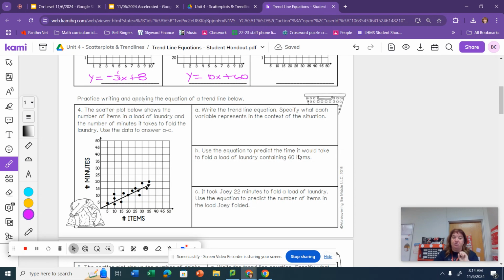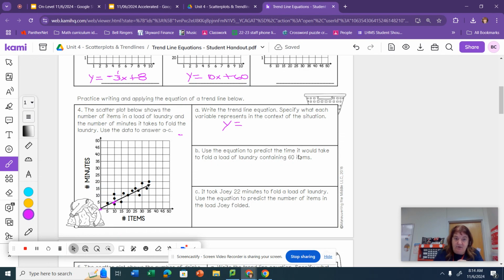The scatter plot below shows the number of items in a load of laundry and the number of minutes it takes to fold the laundry. Use the data to answer. First, write the trend line equation. The minute I see that I'm at 0, 0, I know there's not going to be a plus b. So this is just going to be y equals, and let's see what it is. We start at 0, 0. We go up 5, and we go over 5, 10. So up 5 and over 10.